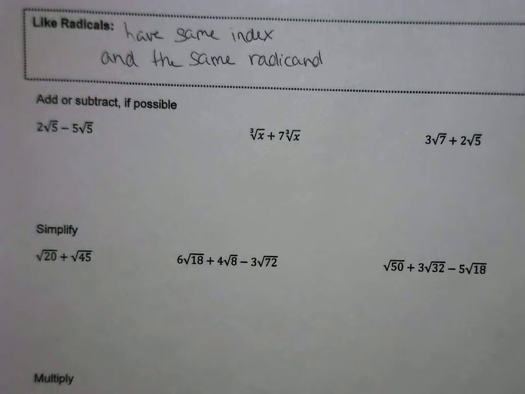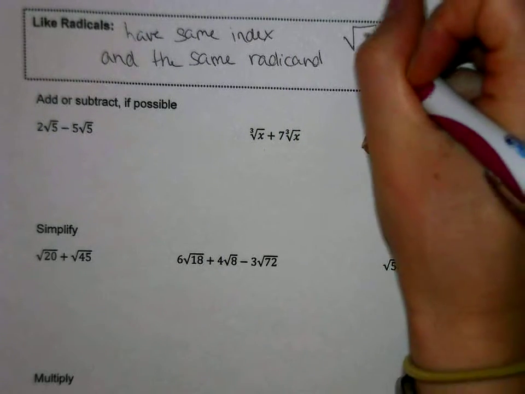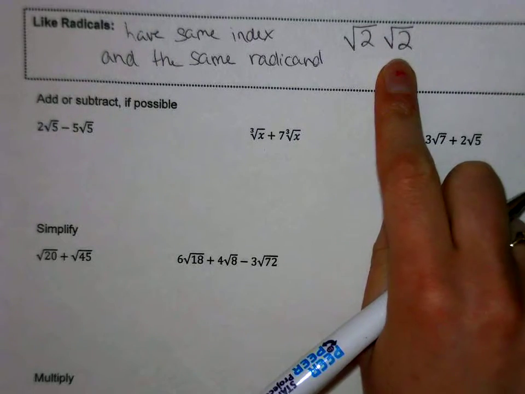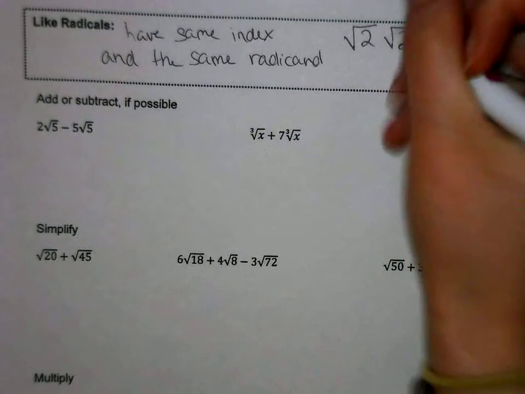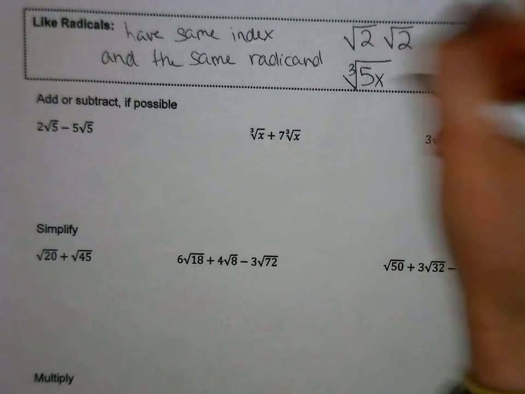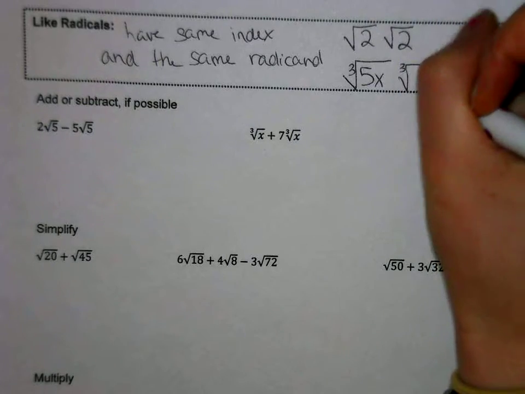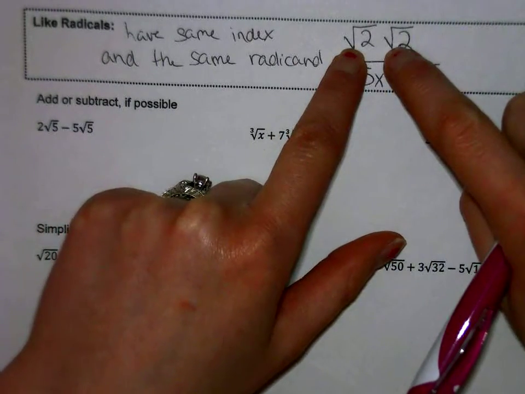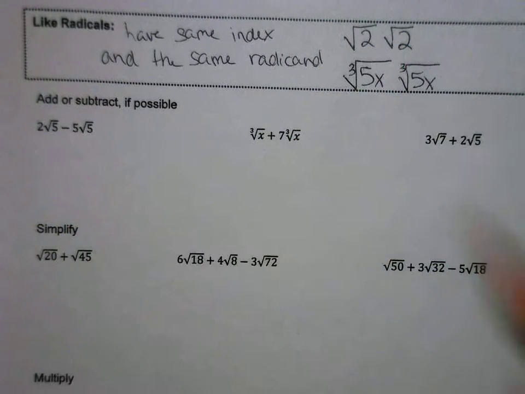If we had the square root of 2, a like radical would be another square root of 2. Another one would be if we had the third root of 5x, a like radical would be the third root of 5x. The indexes are the same, meaning the roots are the same, and the radicands are the same, meaning the number underneath. So these would be like. So let's take a look here.